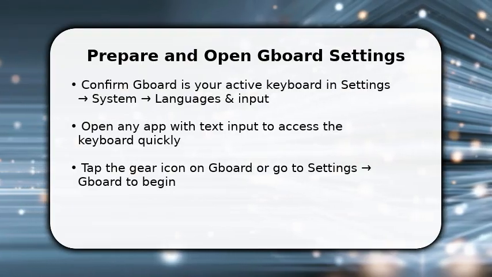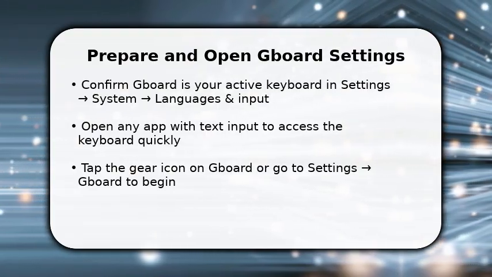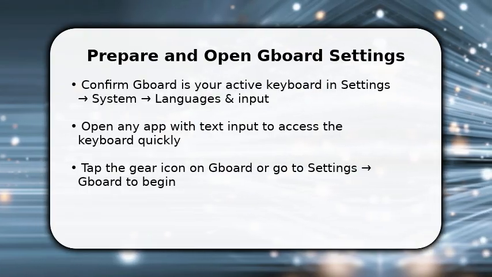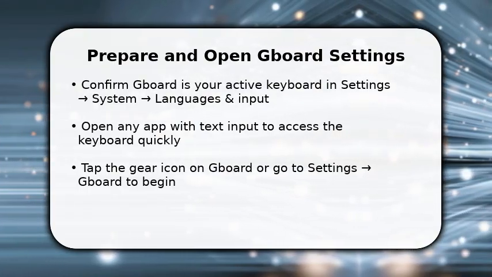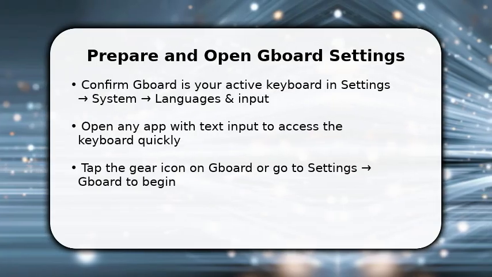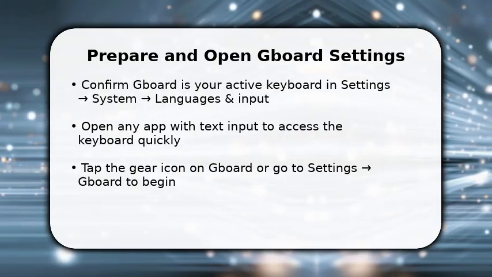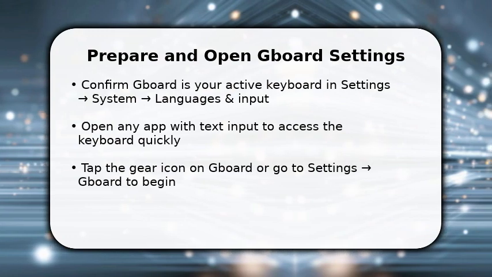Tap the gear icon on Gboard or go to Settings, then Gboard from the System menu. This immediately brings you to the keyboard options where the arrow setting lives. Make sure you have the keyboard visible so you can test changes in real time as you proceed.